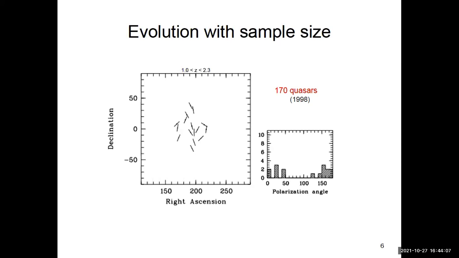So we did some more observations in this volume of the sky, just to confirm whether the alignments are real or not. And this is what we found. Each time we had more observations, the effect became more and more significant.